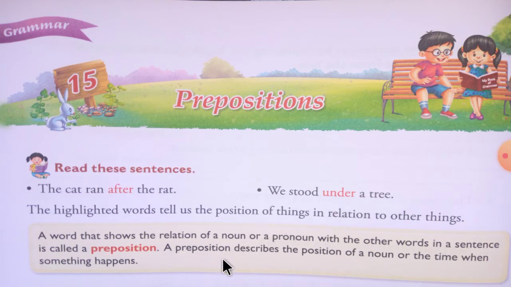A preposition describes the position of a noun or the time when something happens. That is, where the noun is, where the thing is, and what is happening. For example, we stood under a tree. Here it shows the position of we, where we are. And the cat ran after the rat. So, where is the cat? The cat is running after a rat.